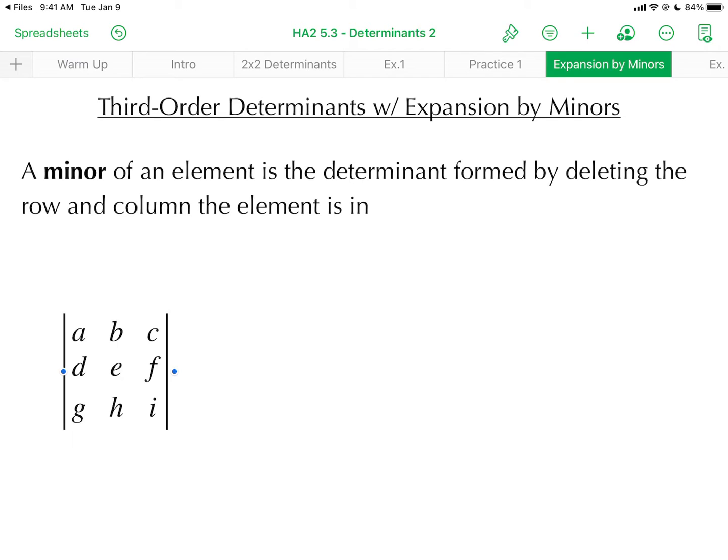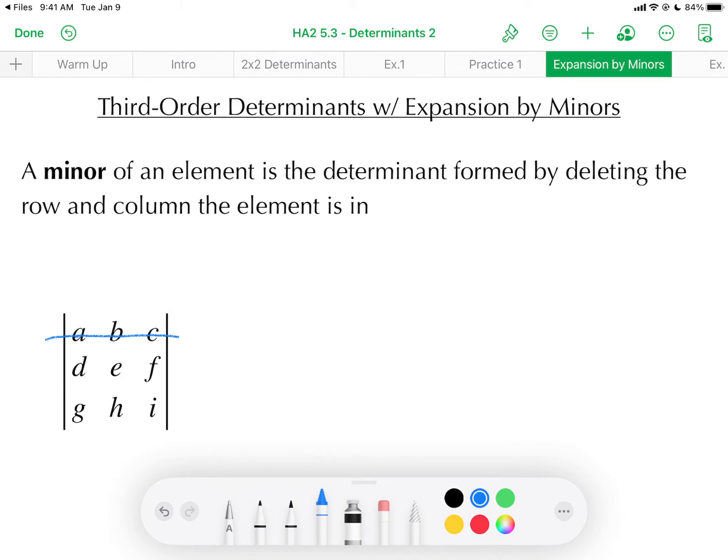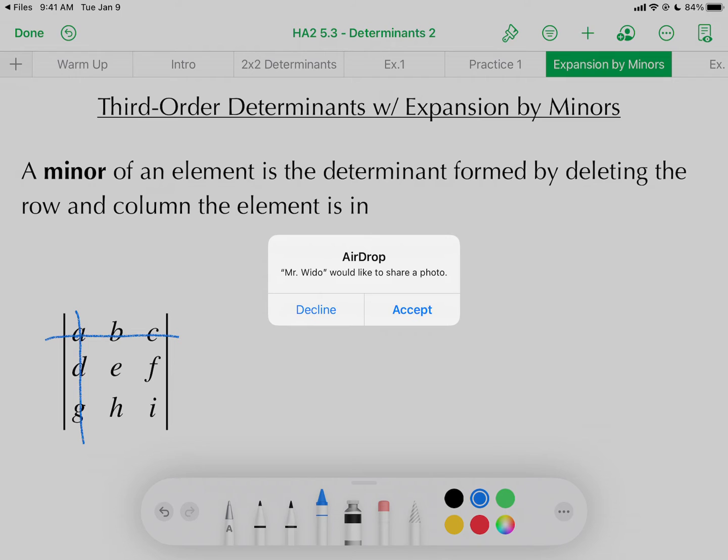Okay. All right. So again, a minor. Each one of the elements of this 3x3 matrix has its own minor. So if I want the minor of element A, all I'd have to do is delete that row and that column, and I'd be left with E, F, H, and I. Those four elements would give me the elements I need.